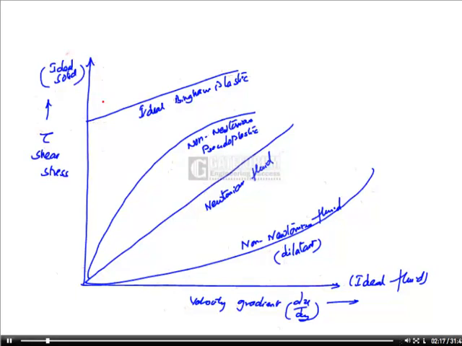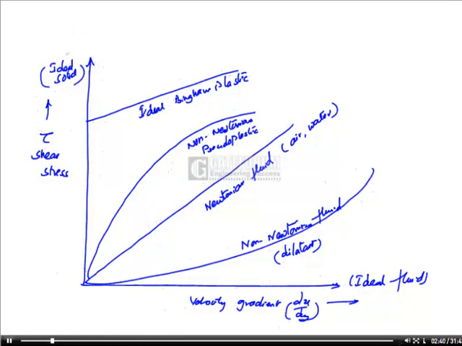So this is how we can classify the fluids based on Newton's law of viscosity. Air and water are examples for the Newtonian fluids where mu is a constant. In fact, the subject that deals with such classification of fluids is known as rheology.